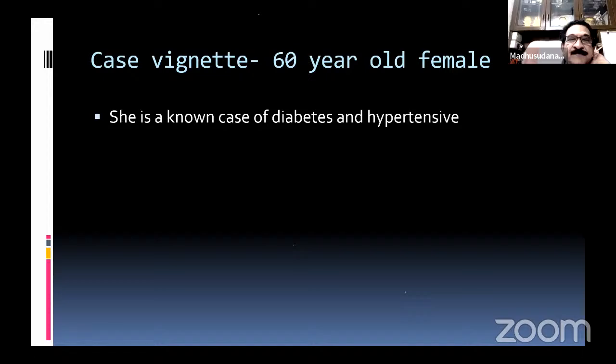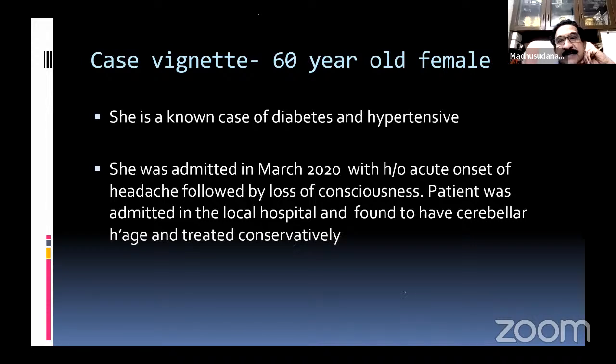The story of a 60-year-old female. She is a known case of diabetes and hypertension. She was admitted in March 2020 with history of acute onset of headache, followed by loss of consciousness. The patient was admitted in a local hospital and was found to have cerebellar hemorrhage and treated conservatively.